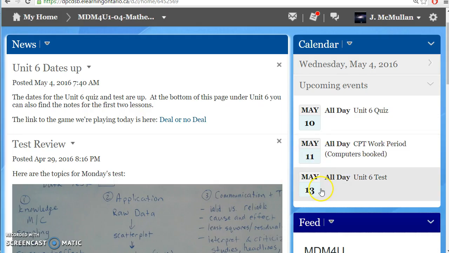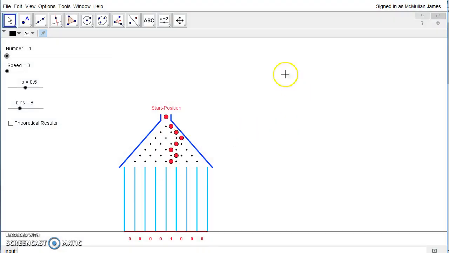The test is next Friday, May the 13th. So this leaves us next week, Monday, to go over any questions. Wednesday is a work period, Thursday is a work period to prepare for the test, and then Friday is the test. So we're going to start today with the idea of a binomial distribution.